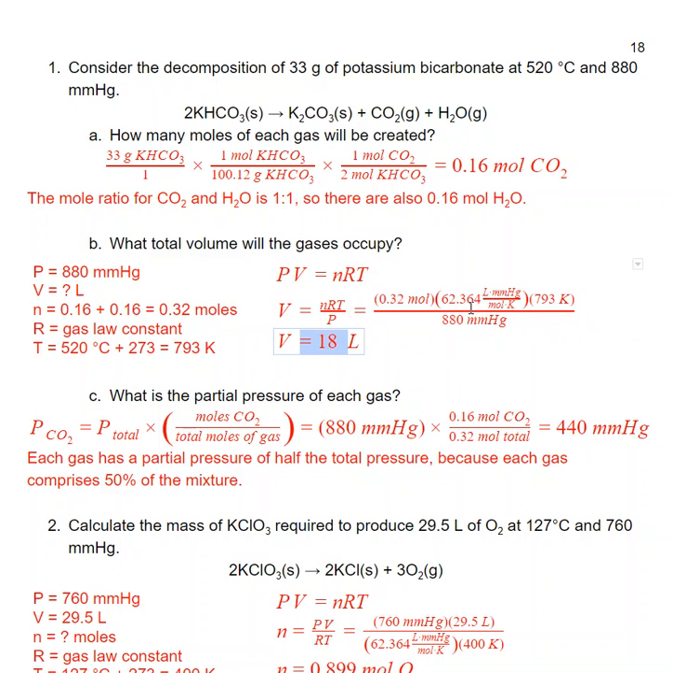So again, with that R constant, we're trying to make sure that the units are going to cancel out there. So the partial pressure of each gas, I can take the total pressure times the mole fraction of the gas. So half of my gas is carbon dioxide, so half of the pressure is coming from carbon dioxide. So carbon dioxide is going to be a pressure of 400 millimeters of mercury, and the water vapor will be also 400 millimeters of mercury.